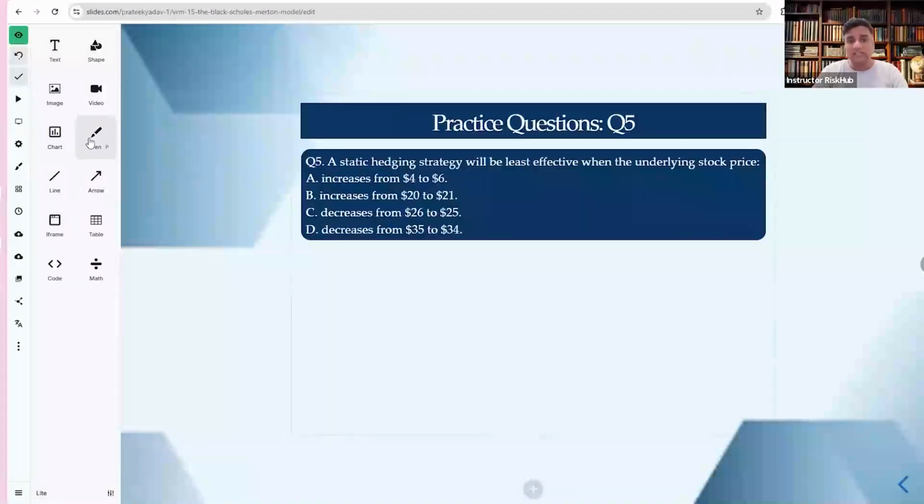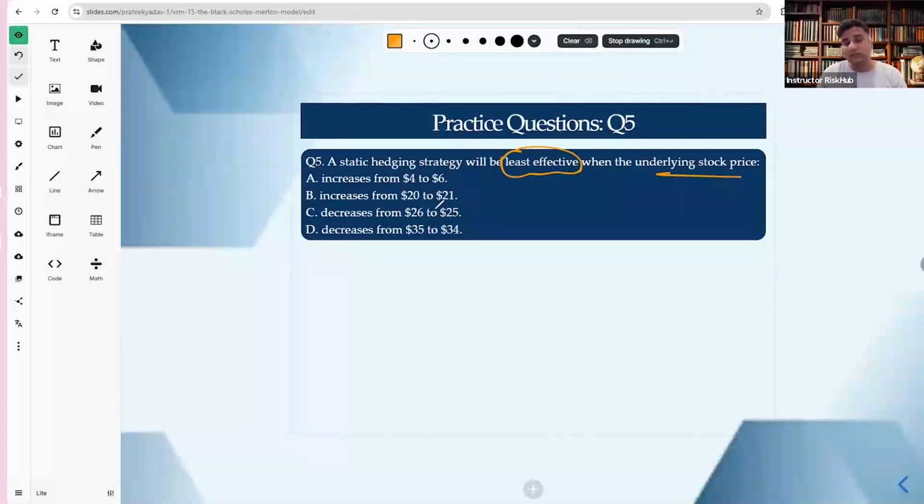So the static hedge strategy will be least effective when the underlying asset stock price moves how? Now, this is a very, very interesting question, guys. Static hedging strategy will be least effective where? When the price moves from 4 to 6, 20 to 21, 26 to 35. Least effective here. Why? Basically, static is least effective when there is a massive change. Now you would say, sir, massive change is happening everywhere. No, if you see, the change from 4 to 6 is like a 50% change. So when there is a change of 50% in a stock price, static hedging does not work properly.